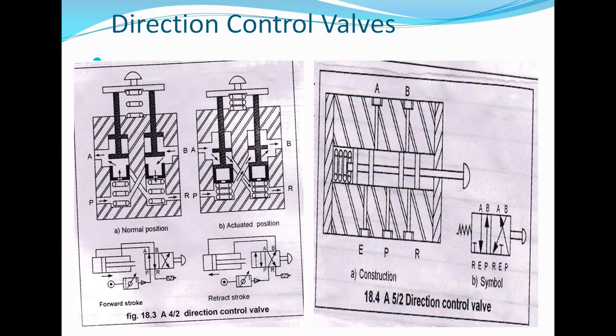Then this is the 4x2 DC valve. That means we will be having 4 ports A, B, P and R, and 2 positions, first position, second position. Now these are the 4 ports, among which A and B are the 2 working ports. P is the pressure port and R is for return, or air return to atmosphere. In the figure there are 2 positions, normal position and actuated position.